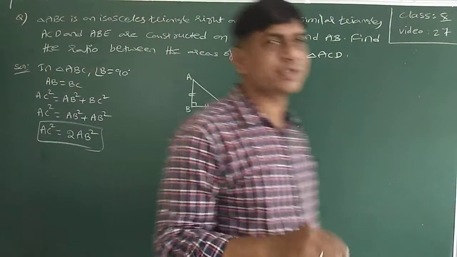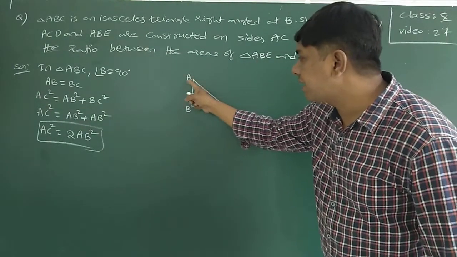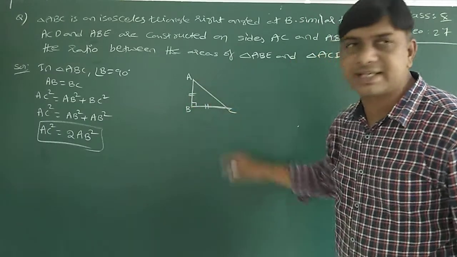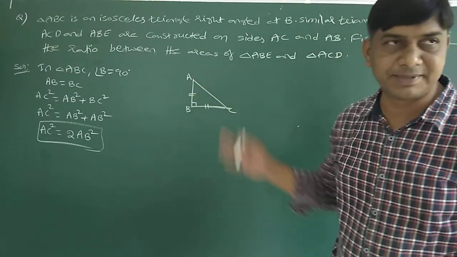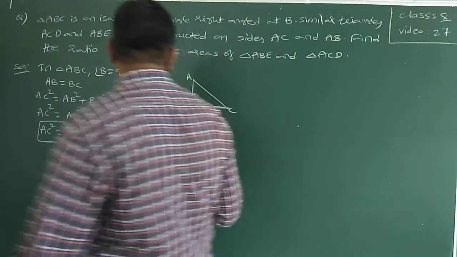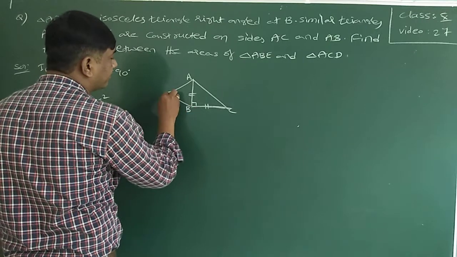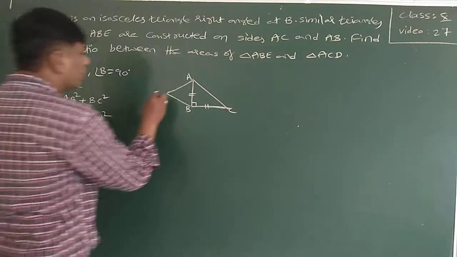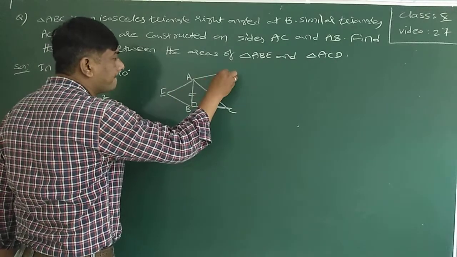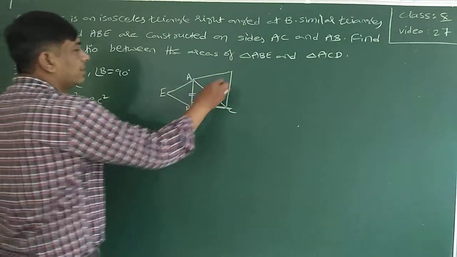2AB square. Why, sir, 2AB square? Why not 2BC square? 2BC square also can be. But I need a triangle drawn on AB and a triangle drawn on AC. Similar triangles. So I don't require BC. So this is one triangle. ACD and ABE are two similar triangles.